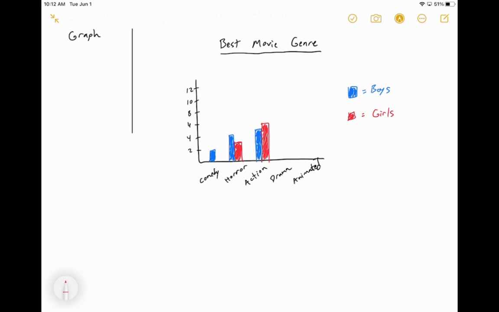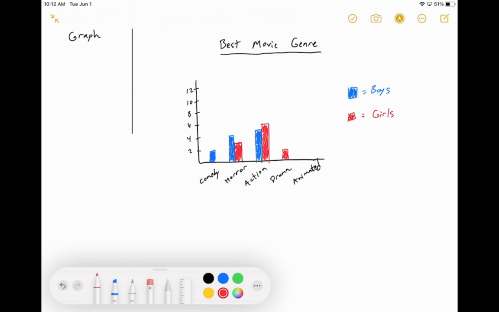Drama, there were only 2. We'll just say that there were 2 females who like that one. And animated, there was also 2, and we'll just say, how about 1 and 1? That'll be good.